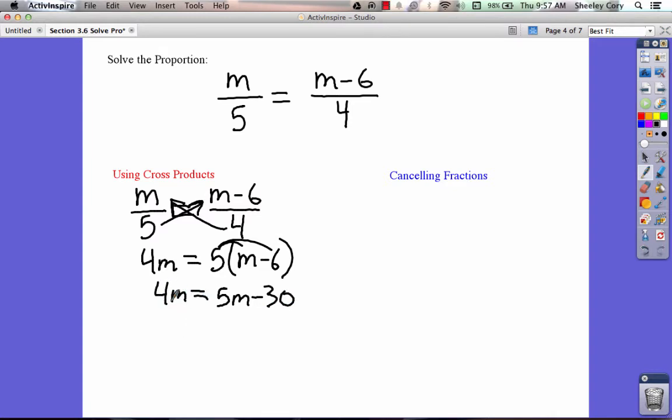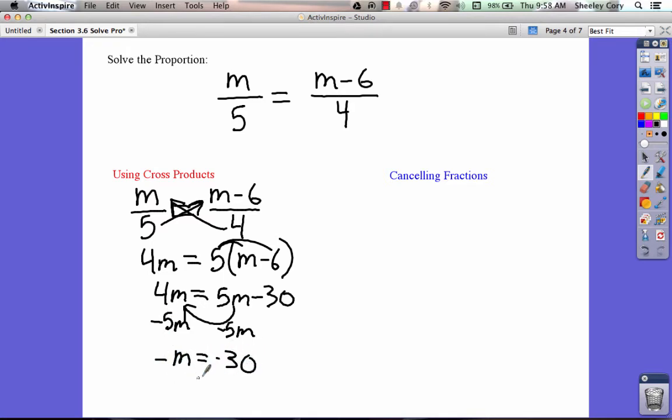Now I have variables on this side, and I got a number on this side, so I'm just going to move this to the other side here. So subtract 5m on each side. When I do that, it gives me negative m. 4 minus 5 is negative m equals negative 30.